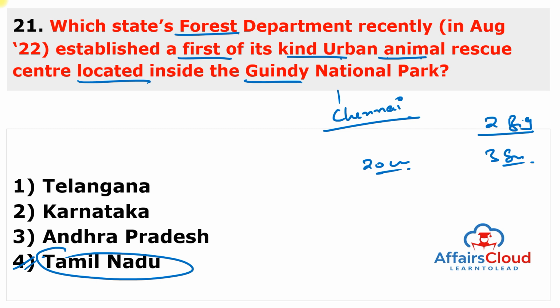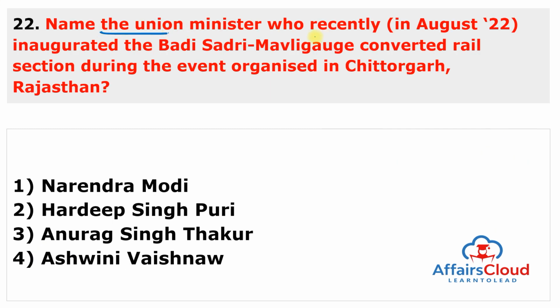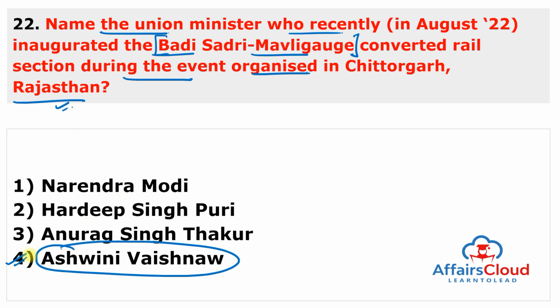Moving to next question. Name the Union Minister who recently inaugurated the Badi Sadri Mavli gauge converted rail section during the event organized in Chittorgarh, Rajasthan. Just remember the important point here: Badi Sadri Mavli is situated in Rajasthan, and it was inaugurated by Ashwini Vaishnav ji. Answer of this question is 4. So Union Minister of Railways Ashwini Vaishnav ji inaugurated the Badi Sadri Mavli gauge converted rail section, and he also flagged off various trains on this occasion.